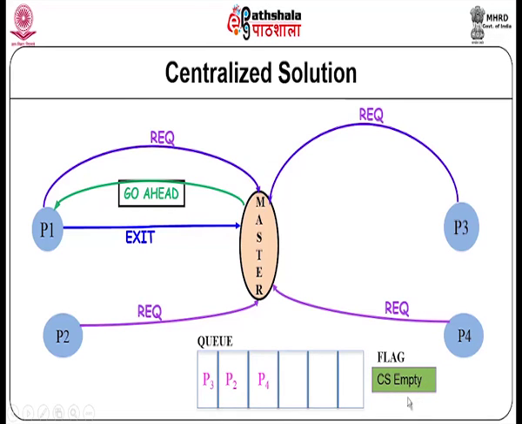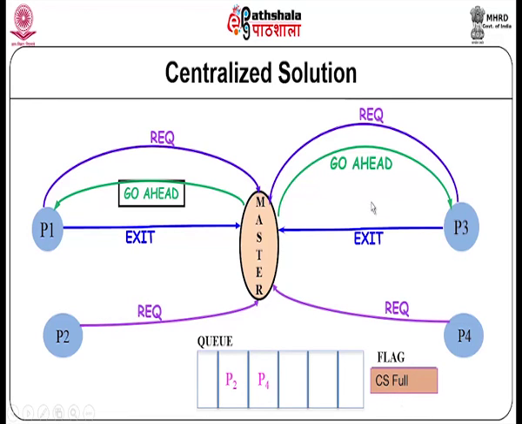Now, when P1 sends an exit message indicating that its job in the CS is done, it makes the flag CS empty, looks at the queue, and finds that P3 is waiting. So, it takes P3 and sends a go ahead message to P3, and it indicates that the flag is CS full. Similarly, at the end of this, P3 will eventually send an exit message and P2 will be removed, and then P4 will be removed and so on. So, this is how a centralized solution can maintain a mutually exclusive critical section.